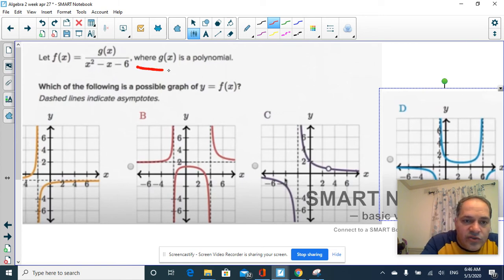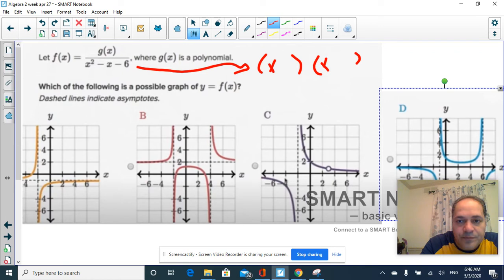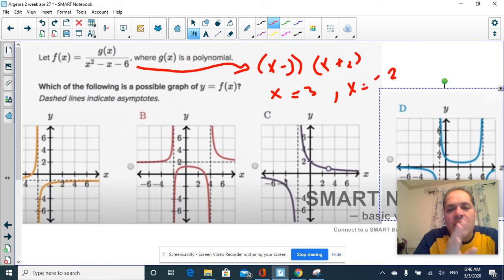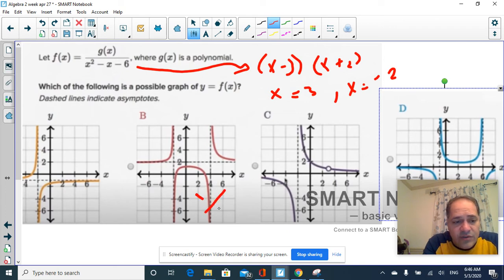If you look at the denominator, we can factor this function: x and x, and negative 3 and 2. So you have x equals 3 or x equals negative 2. Maybe you have two vertical asymptotes at x equals 3 and x equals negative 2. Yes, I am correct. Here we have asymptotes at 4 and negative 2. This one is not correct; we don't have a vertical asymptote at 4.